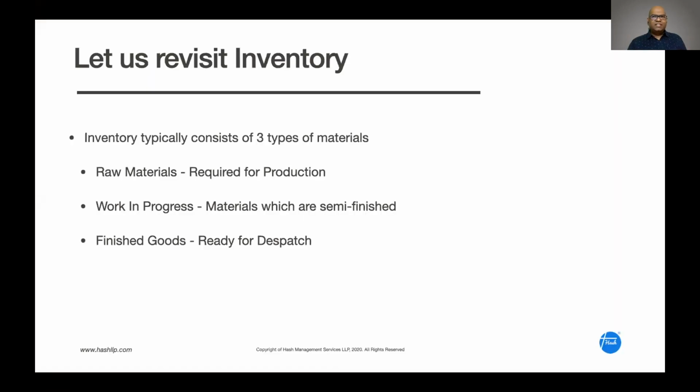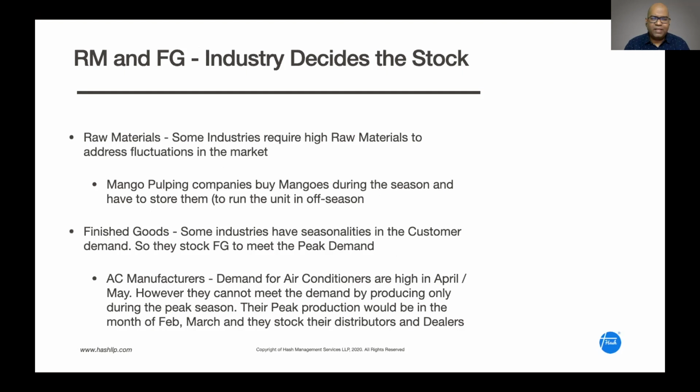Let us revisit inventory. Inventory is typically present in three stages: raw material, work in progress, and finished goods. Now let us look at the raw materials and finished goods. In most cases, the industry determines the stock. What kind of industry I am operating will determine the stock. I will give an example.